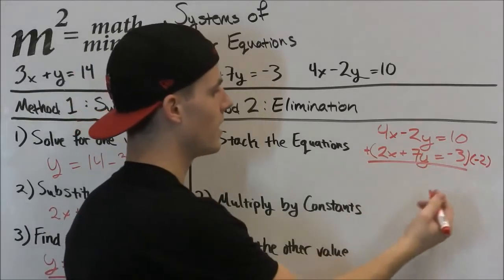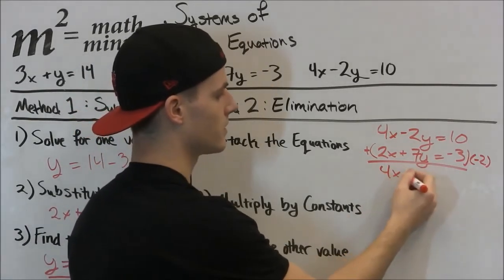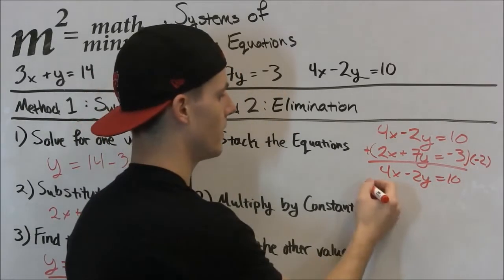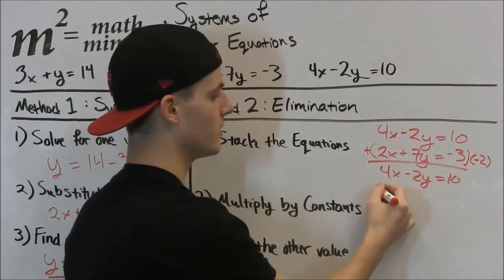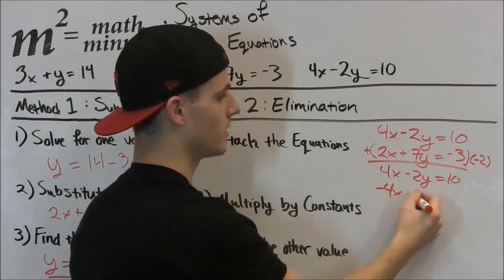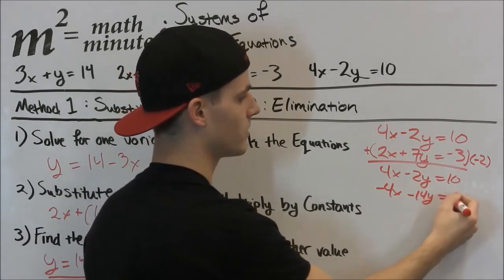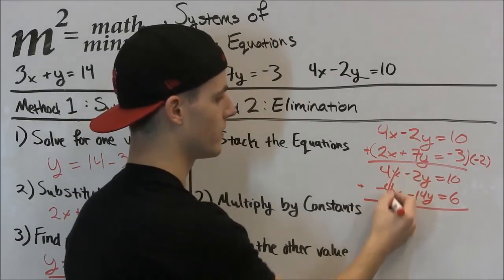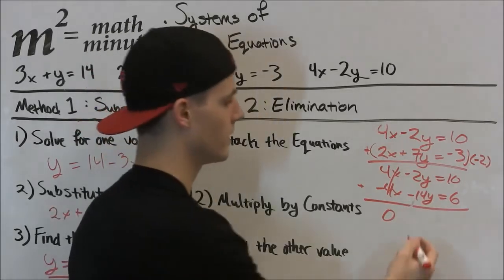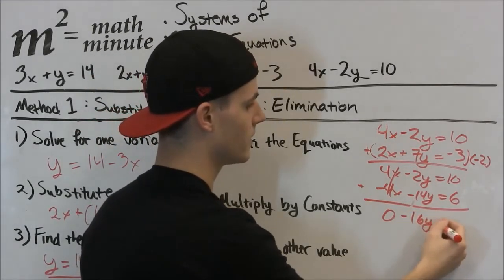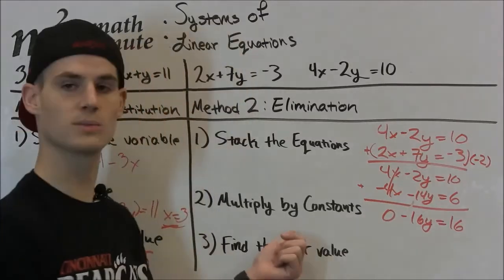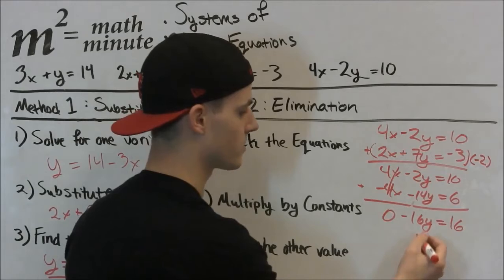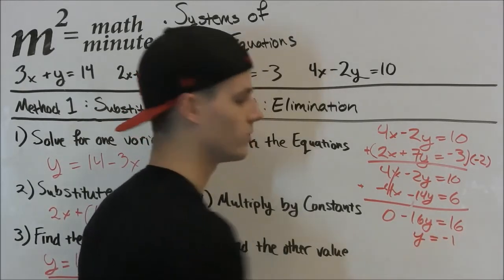Okay? Now what we'll have is 4x minus 2y equals 10, exactly what we had before, and then negative 2 times 2x, so we have minus 4x minus 14y equals positive 6. Now when we add these two together, we have 0x minus 16y equals 16. So we just multiplied by a constant and eliminated the variable. So now we just have y, and we can solve for y, saying y equals negative 1.